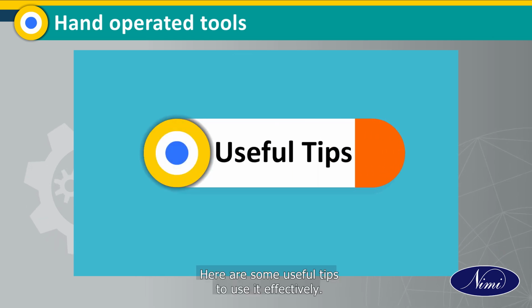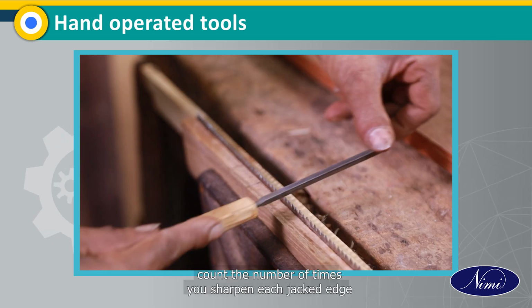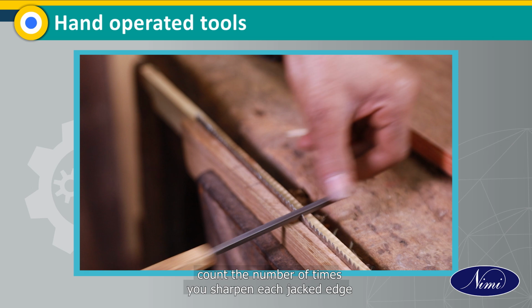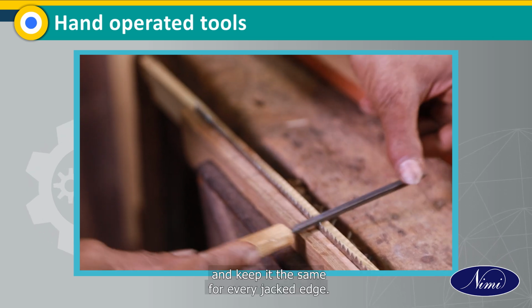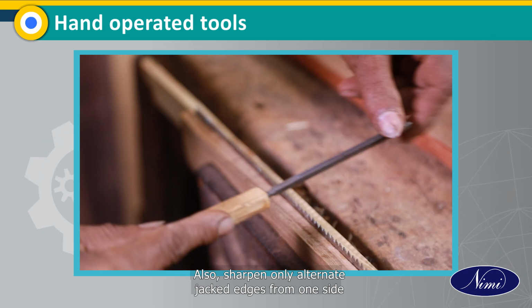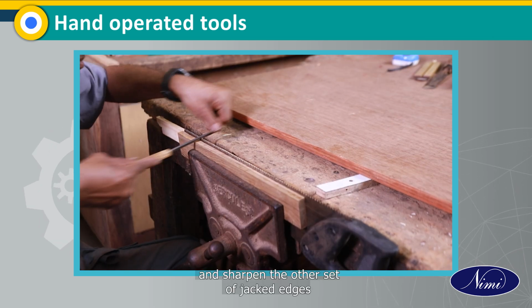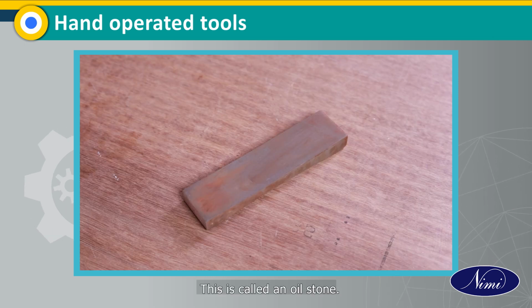Here are some useful tips to use it effectively. When sharpening a handsaw, count the number of times you sharpen each jagged edge and keep it the same for every jagged edge. Also, sharpen only alternate jagged edges from one side and sharpen the other set of jagged edges from the other side.